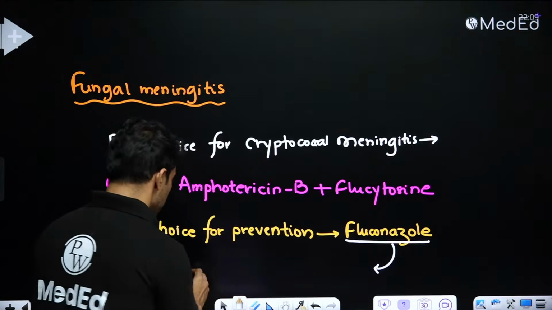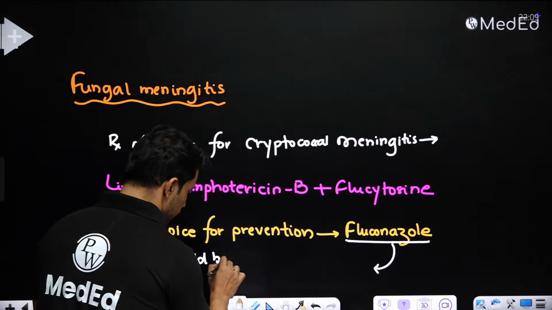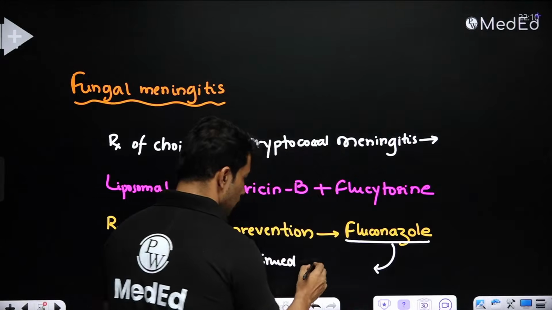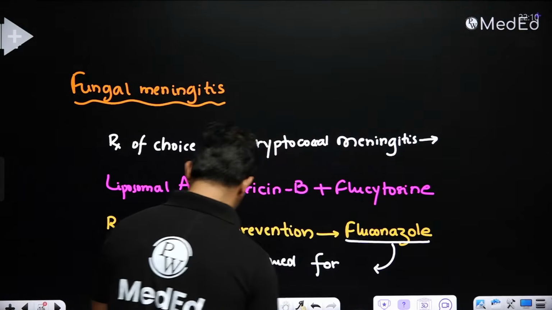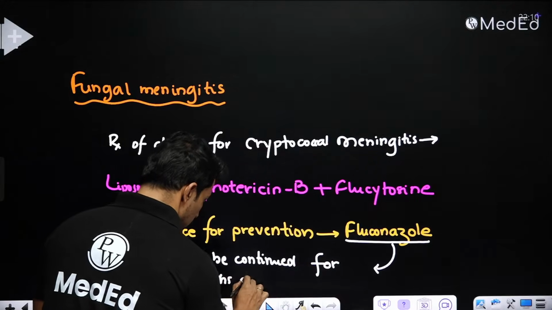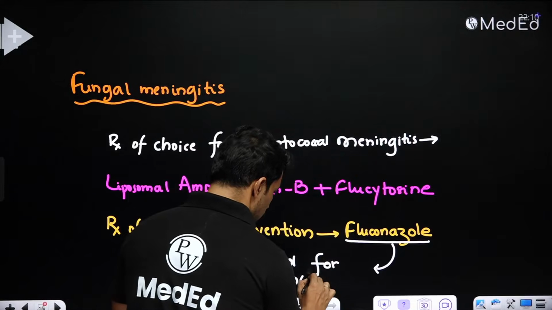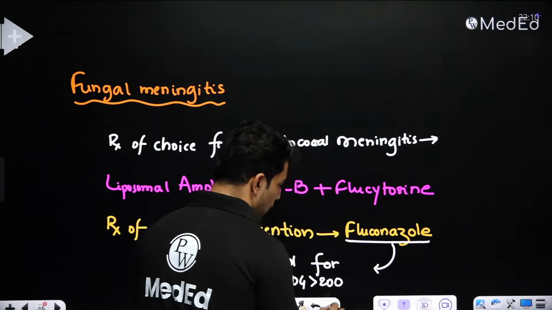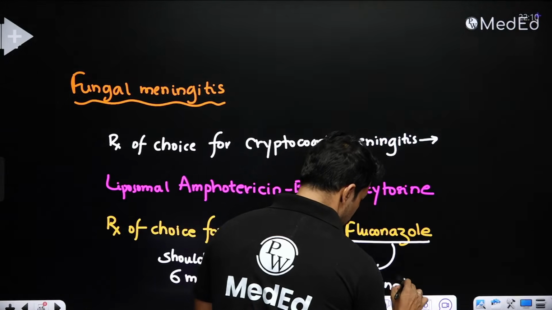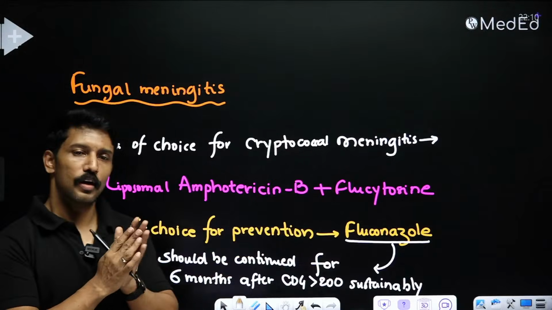So when can I withdraw? This should be continued for 6 months after the CD4 count is more than 200 sustainably, meaning it is remaining more than 200 for at least 6 months. Then we can withdraw the fluconazole.